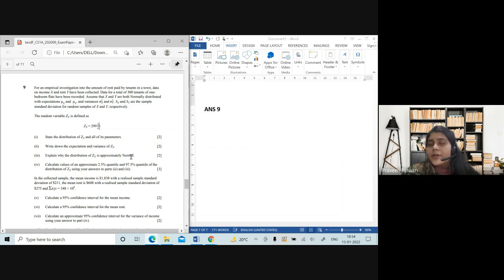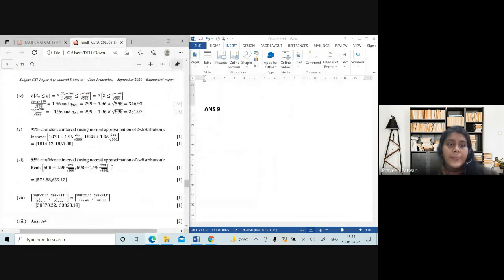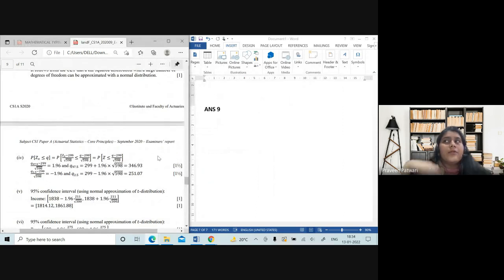It's a completely theory question. Absolutely no mathematical typing involved. Part 4. Calculate the values of an approximate 2.5% quantile and 97.5% quantile of the distribution of ZX using your answers to part 2 and part 3. So here, there is some complicated number typing involved, because you have to show this Q97.5. You can write it like this also, but I would always suggest giving the underscore in these cases or simply pressing control equal to and writing the 97.5. Make sure you're using enough brackets.